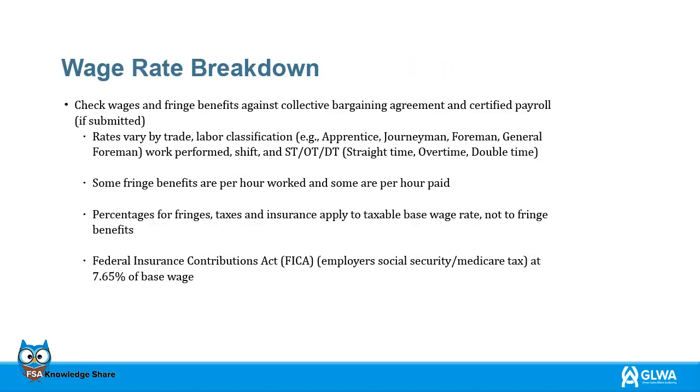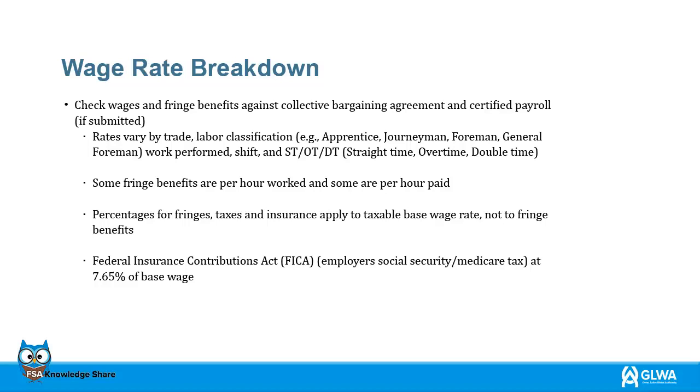For the wage rate breakdown, you need to check wages and fringe benefits against the collective bargaining agreement and certified payroll. Remember that rates vary by trade, labor classification, work performed, shift, and straight time, overtime, double time. It needs to be noted that some fringe benefits are per hours worked, and some are per hour paid. Percentages for fringes, taxes, and insurance apply to the taxable base wage rate, not to fringe benefits.